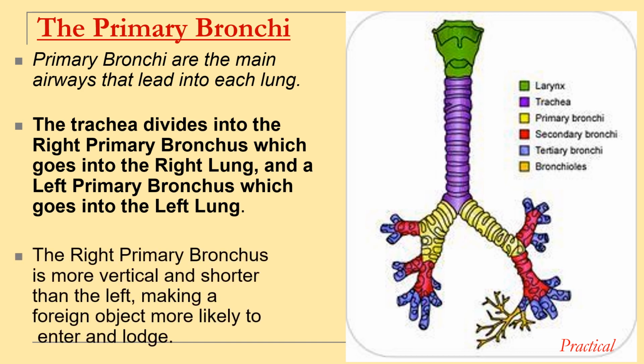Now we do want to make note that the right primary bronchi is a little bit more vertical and a little shorter than the left one is, making it more likely that if a foreign object does make it past the epiglottis and it does make it down past the carina, it's more than likely going to end up in our right lung because of the shape of that right primary bronchi.